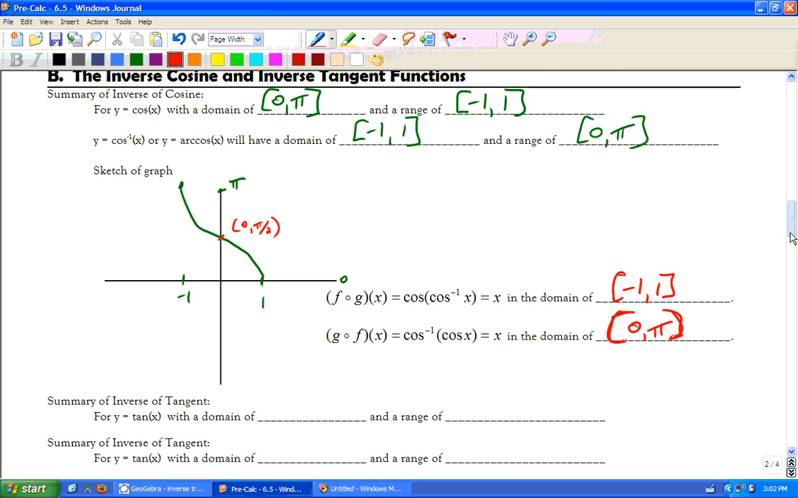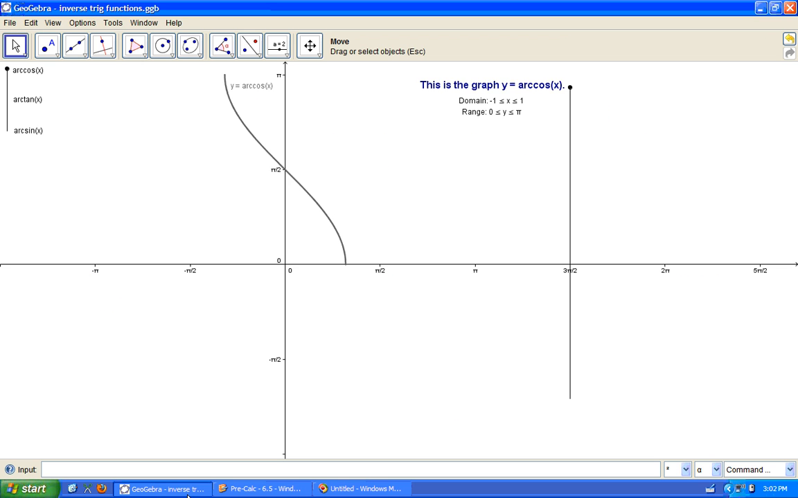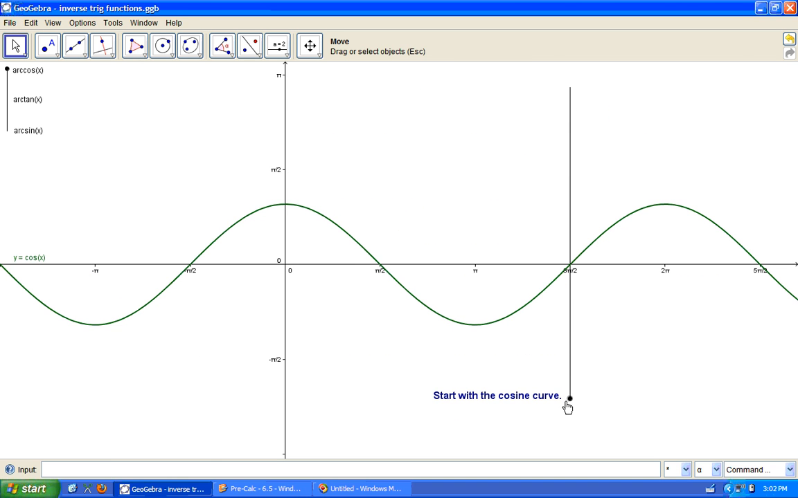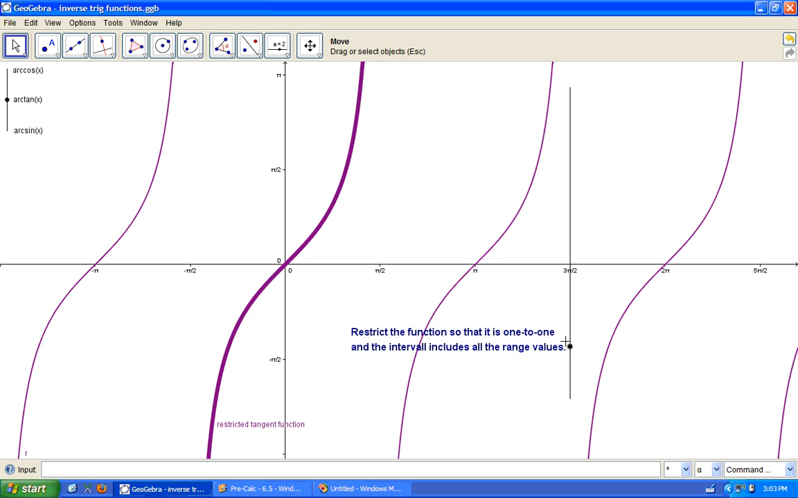When we go through the process of restricting tangent, some kind of crazy stuff happens, and it's pretty fun. So let's take a look using our graphing program, GeoGebra. Here's the graph of the tangent of x. Again, it fails the horizontal line test, so we're going to restrict ourselves to the places where it'll pass it. The easiest restriction is actually that first period, that first iteration of the tangent graph. So there's our restriction.